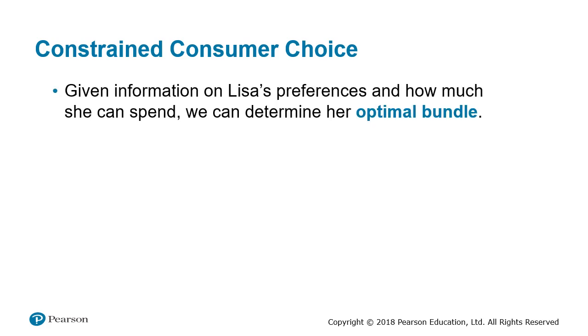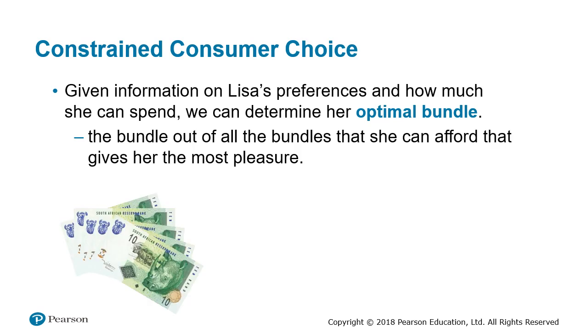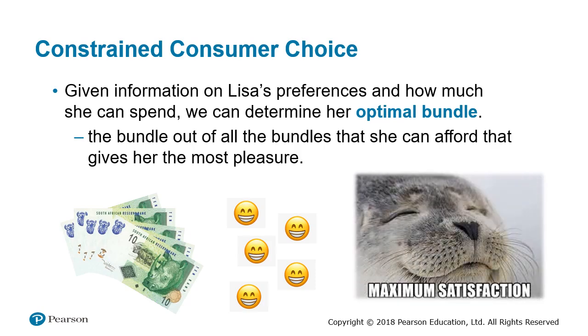We continue with our example of Lisa, the consumer, to look at constrained consumer choice. Now, given information on Lisa's preferences and how much she can spend, in other words, her indifference curves and her budget line, we can determine her optimal bundle. And the optimal bundle is the bundle out of all the bundles that she can afford, given her budget, that gives her the most pleasure, or the most satisfaction.